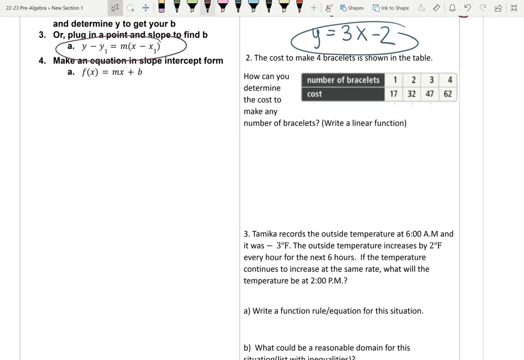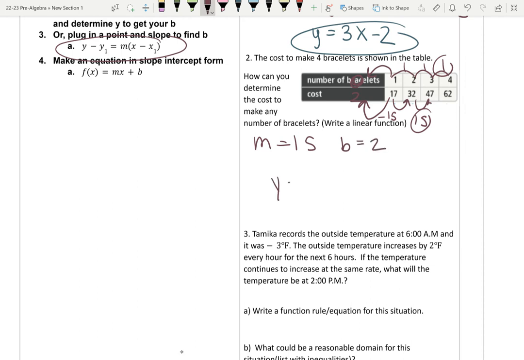So here, you can take a second and try this one on your own if you would like to. But if we're looking at our y's here, it goes up by 15 each time, and our x's are going up by 1. So 15 over 1 is just 15, so my m is 15. And then I can work backwards to find my intercept. So when x is 0, my y would be, well, if I take away 15, I have 2 left. So my y-intercept, my b, is going to be 2. So this would give me y equals 15x plus 2.